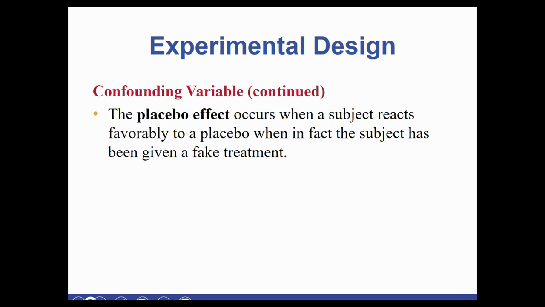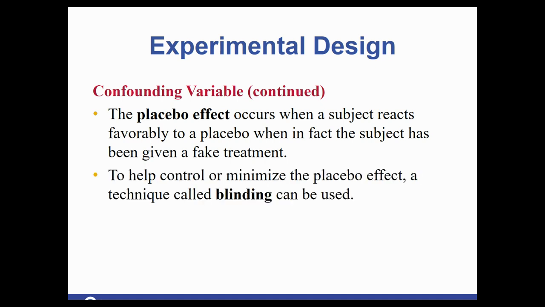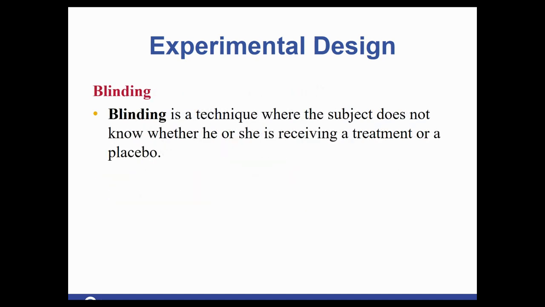The placebo effect occurs when a subject reacts favorably to a placebo, when in fact the subject has been given a fake treatment. To help control or minimize the placebo effect, a technique called blinding can be used. Blinding is the technique where the subject doesn't know whether they're receiving the treatment or the placebo. This is almost always in effect.